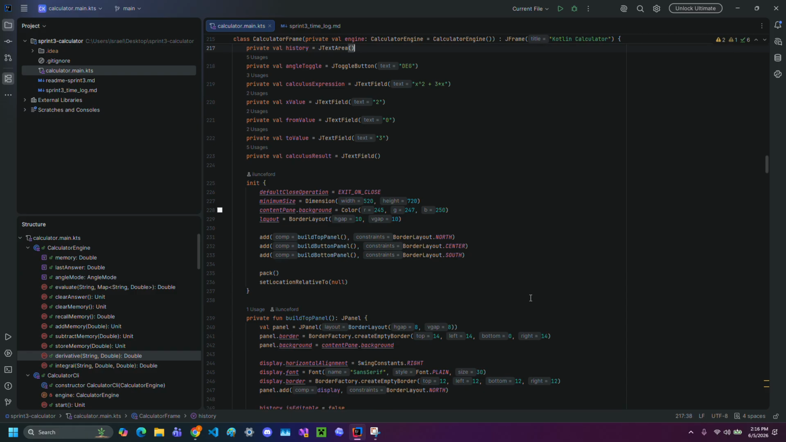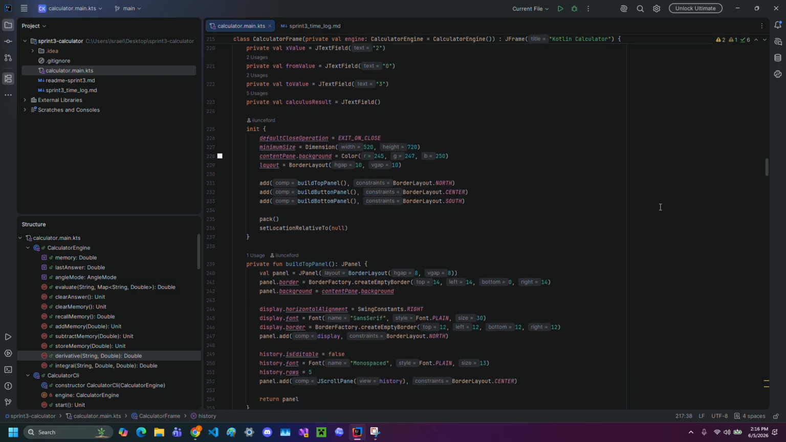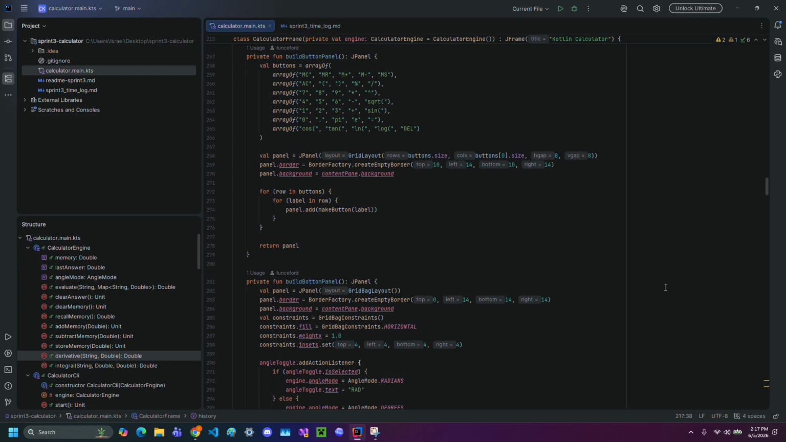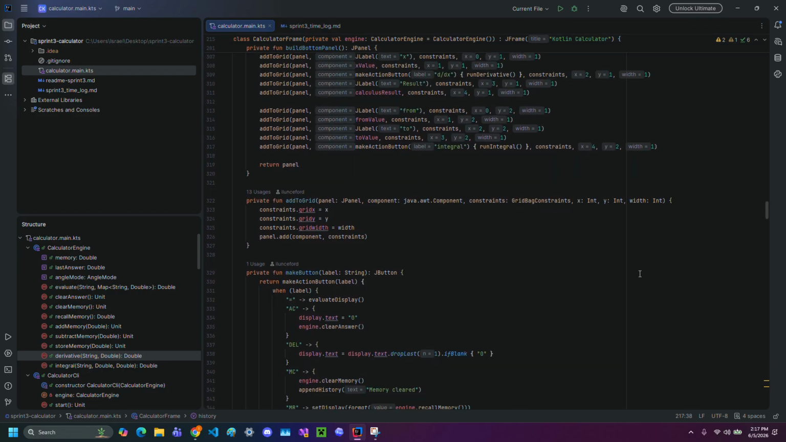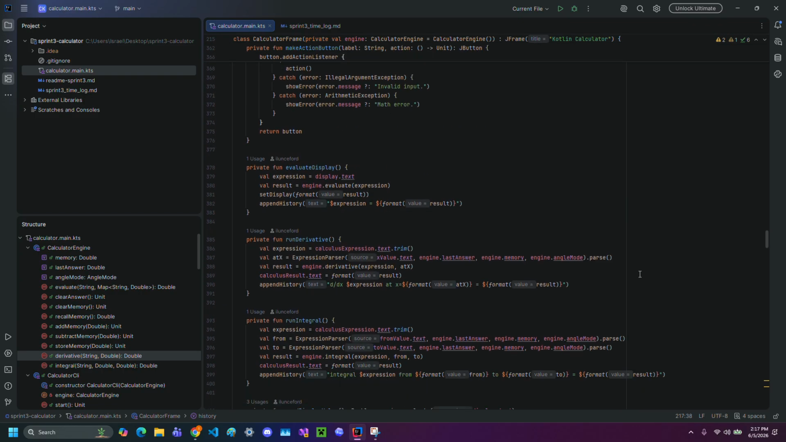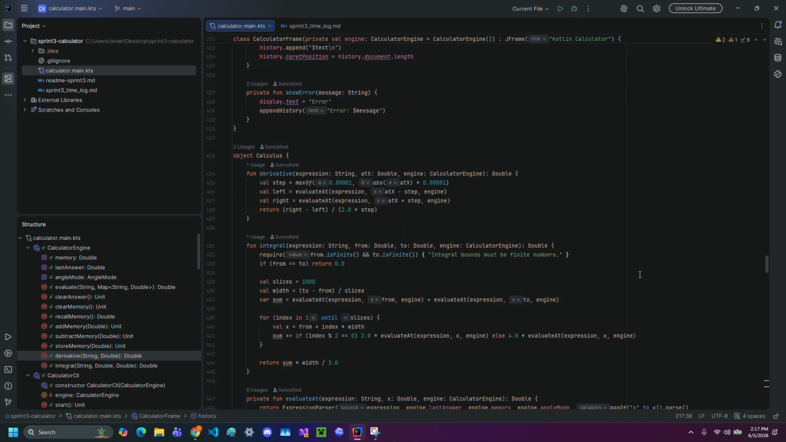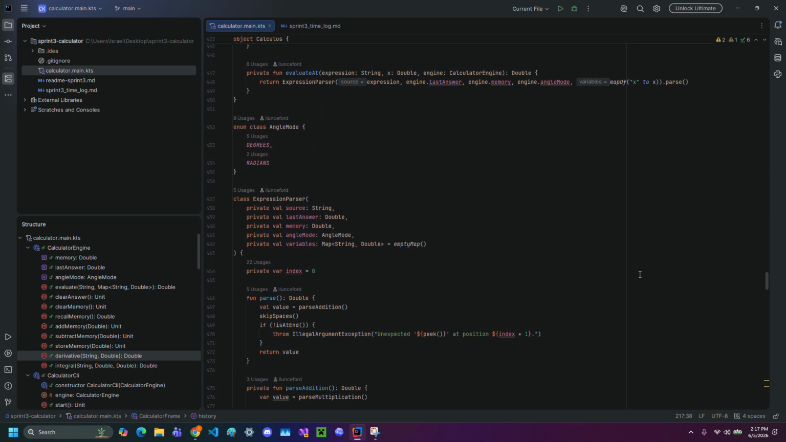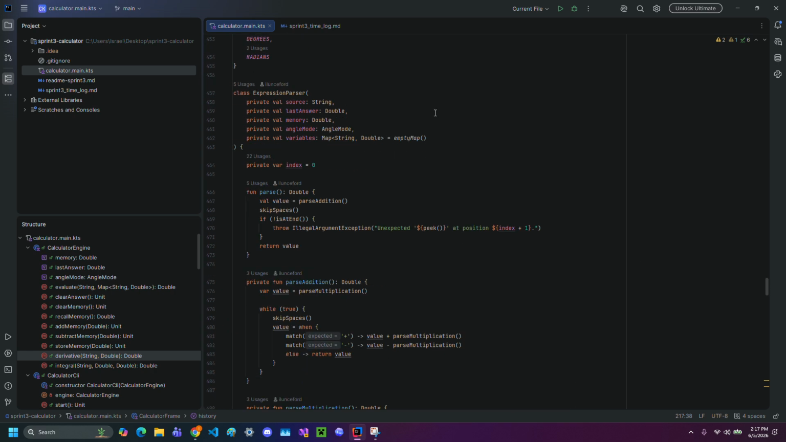It's quite long and a lot of different things I had to work through, but I guess I'll walk through the rest of the classes. The next class is down here, expression parser. So this is the most important part of the project because this class reads mathematical expressions and evaluates them according to the correct order of operations.